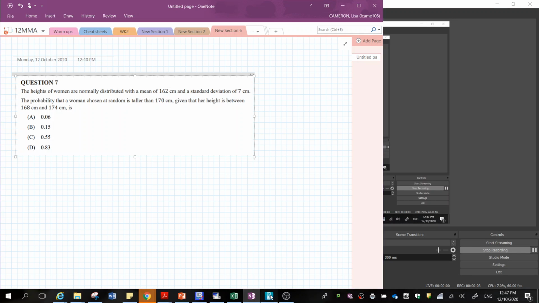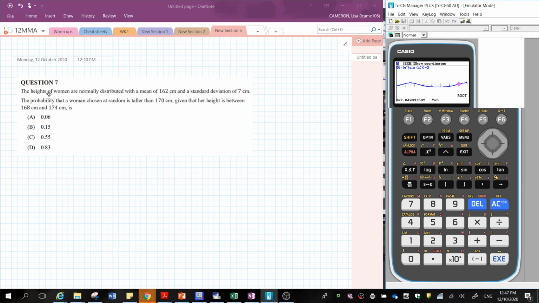Okay, so this next question: the heights of women are normally distributed with a mean of 162 and a standard deviation of 7 centimetres. The probability that a woman chosen at random is taller than 170 centimetres, given that her height is between 168 and 174 centimetres, is, and then we have to choose from one of these.